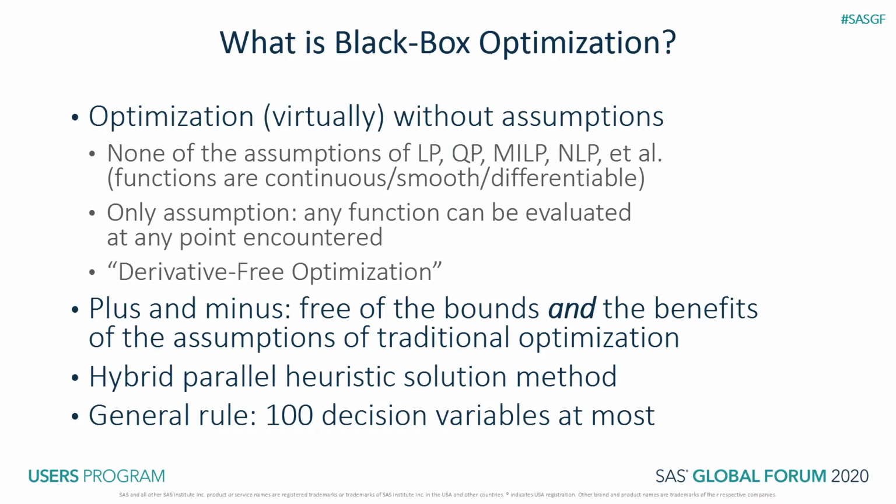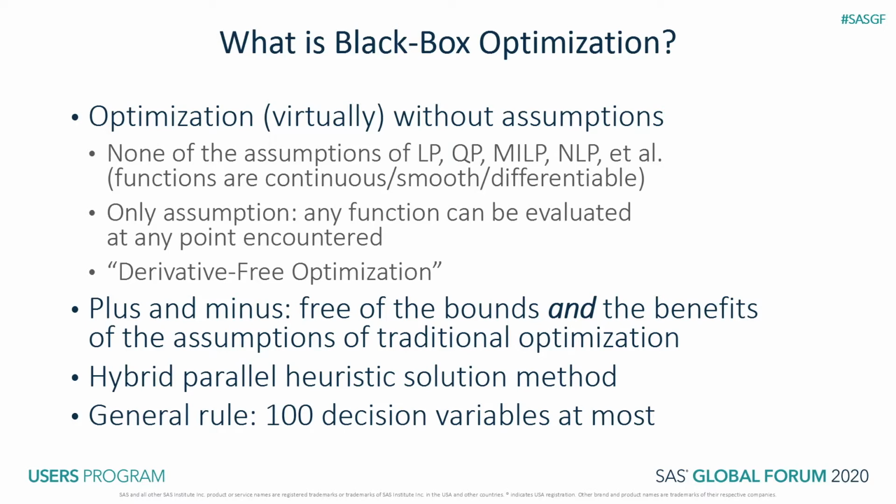Other traditional optimization algorithms, for example, in mixed integer linear programming or nonlinear programming, also depend on assumptions about the functions that appear in the model and the values permitted for the decision variables. Blackbox optimization is different. It makes no assumptions at all about the decision variables or the functions in a model it's solving. The only requirement it places is that any function in the model can be evaluated at any point the solution algorithm encounters. That's all. Other than that, it's wide open.